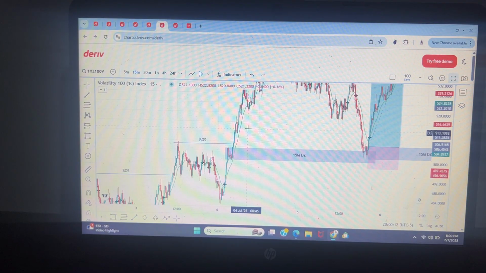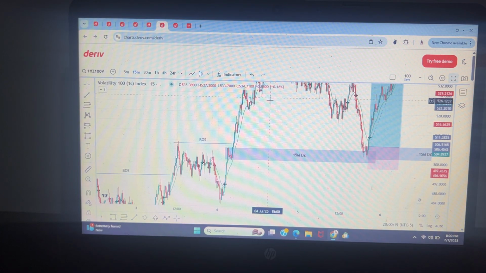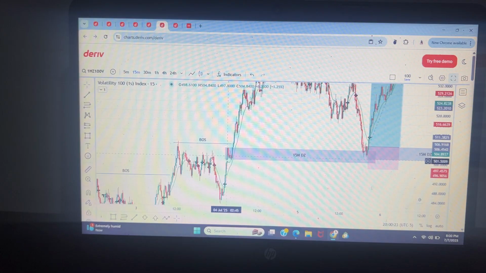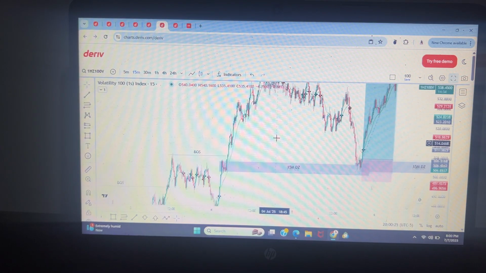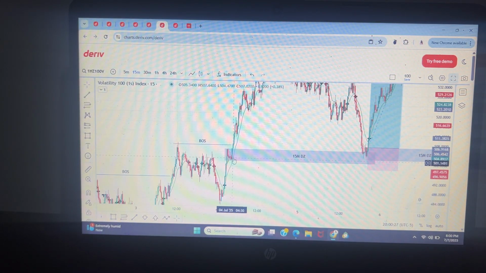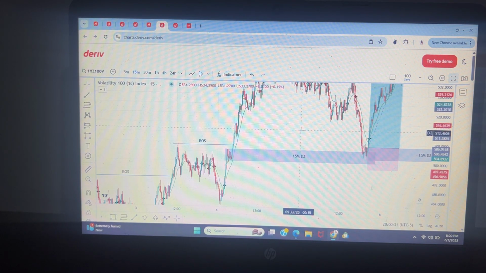So this is a continuation pattern in supply and demand. This is a continuation demand pattern, right? You have a rally, you have a base where price consolidates, and then you have a rally again. Now what you're going to do when you get this pattern is mark out the demand zone and wait for price to retest it.